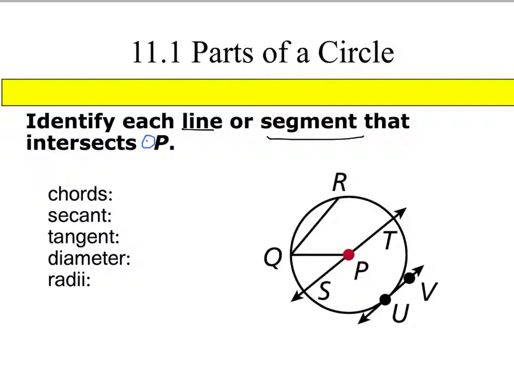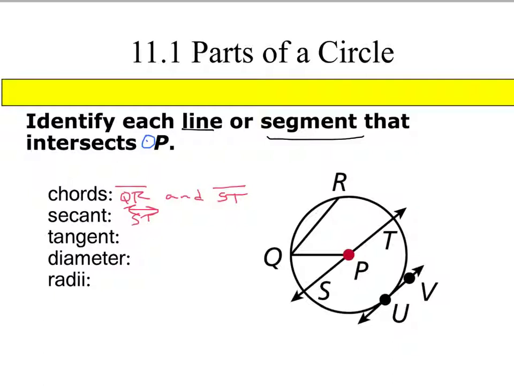All right, here we go. Chords. There are two chords that you can write down here. Again, remember, chords are line segments, and you could have written down QR and ST. All right, secant. A secant is going to be a line, and that line there is going to be line ST. Don't forget, even though it is a chord, it is also a line. Remember, a secant intersects a circle at two points, not just one, two points.